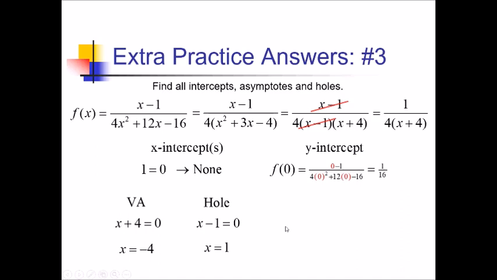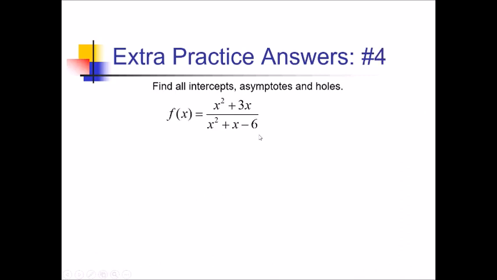And then finally, for the horizontal asymptote, looking at the original expression, we see that we have a bottom-heavy fraction. The x squared is a higher degree than the x up here. So since we are bottom-heavy, we automatically have a horizontal asymptote of y equals 0.